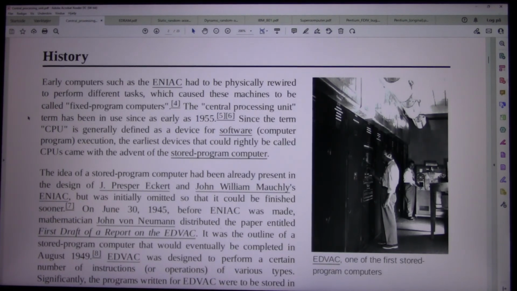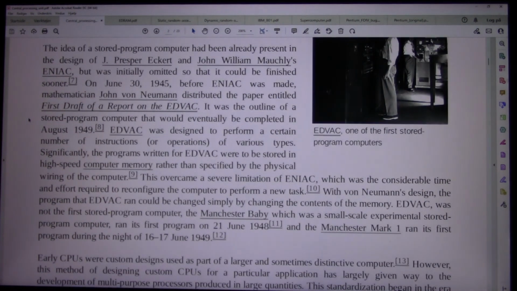The idea of a stored program computer had been already present in the design of J. Presper Eckert and John William Mauchly's ENIAC, but was initially omitted so that it could be finished sooner. On the 30th of June, 1945, before ENIAC was made, mathematician John von Neumann distributed the paper entitled First Draft of a Report on the EDVAC. It was the outline of a stored program computer that would eventually be completed in August 1949.